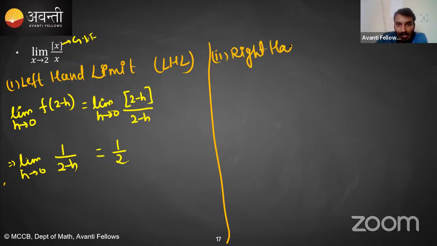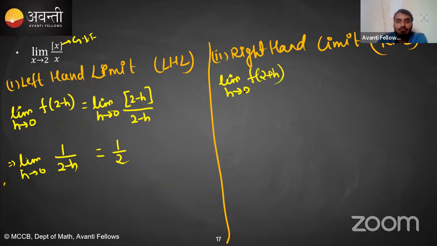Right hand limit, which is RHL. What is RHL? RHL is limit h tends to 0, f of 2 plus h. Now replace x with 2 plus h. So box of 2 plus h divided by 2 plus h.